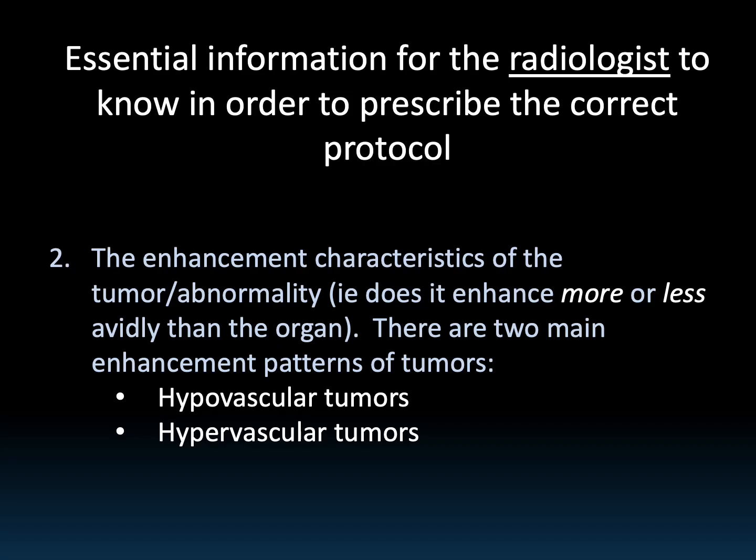The other thing that the radiologist needs to know is the enhancement characteristics of the tumor or the abnormality that is suspected. And what I mean by that is I need to be aware of, does this particular tumor or suspected lesion enhance more or less avidly than the organ that we think it's going to be in? And there are two main enhancement patterns of tumors. The first are hypovascular tumors. They take up contrast, but they don't take up very much and they don't get very bright. And the second are hypervascular tumors. Those take up contrast briskly and they tend to enhance quite avidly.